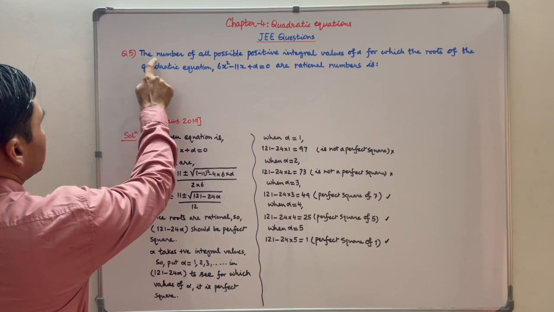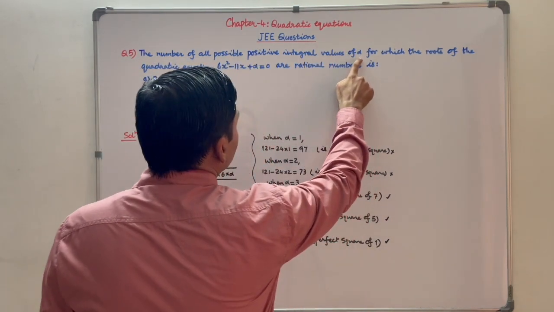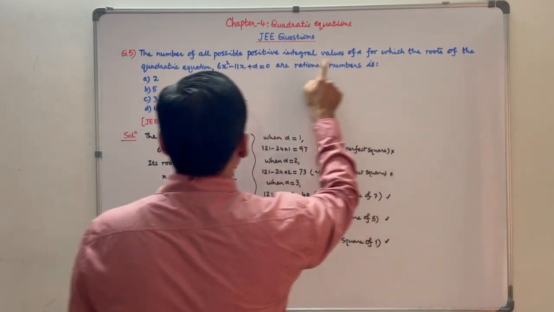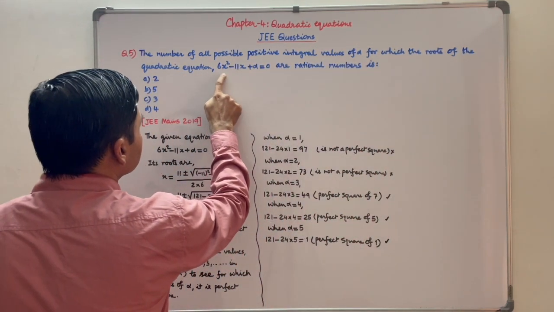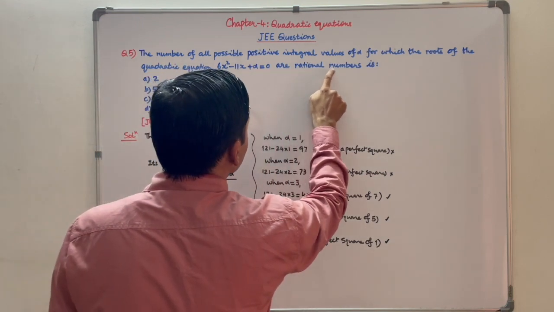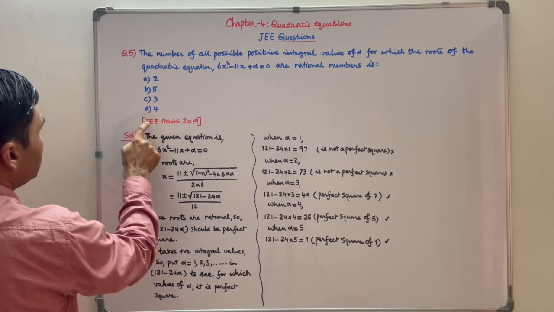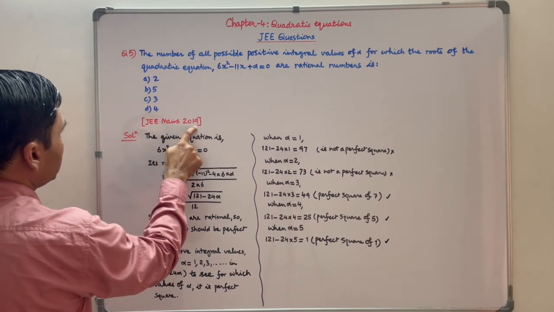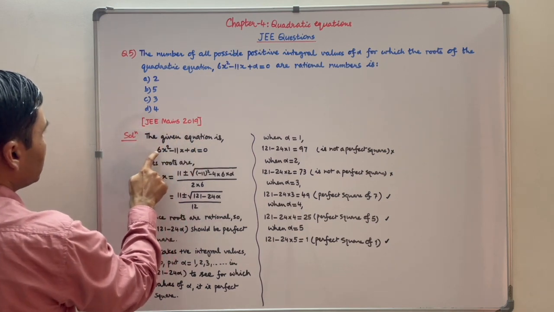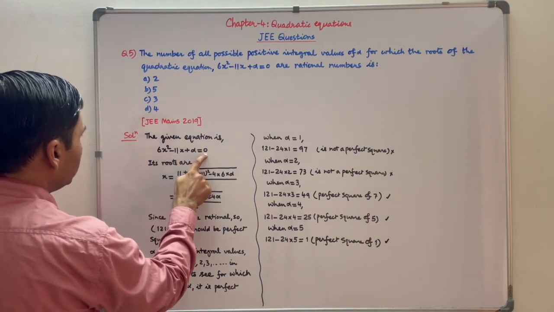Fifth question: the number of all possible positive integral values of alpha for which the roots of the quadratic equation 6x square minus 11x plus alpha is equal to 0 are rational numbers is. These are the options given. This question was asked in JEE Mains 2019. The given quadratic equation is 6x square minus 11x plus alpha is equal to 0.